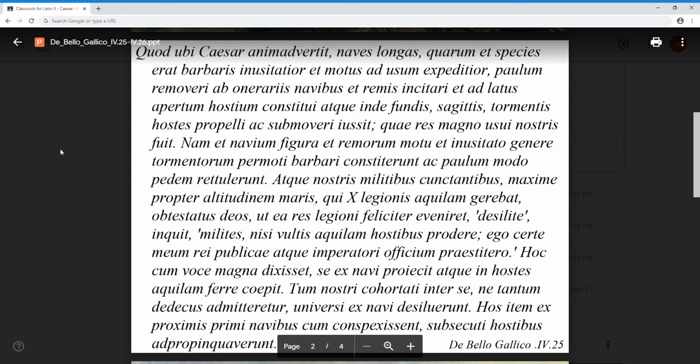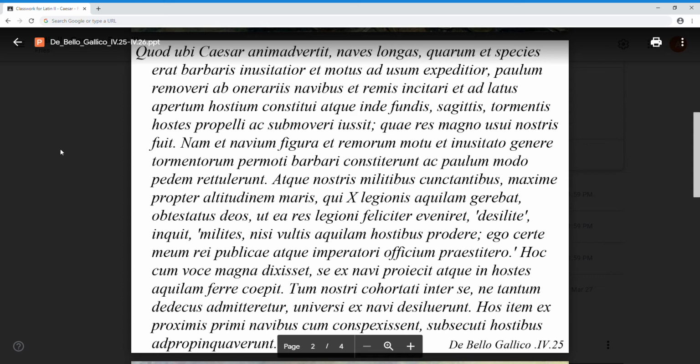Nam et navium figura et remorum motu et inusitatiore genere tormentorum permoti barbari constiterunt ac paulum modo pedem rettulerunt. Nam, for, explanatory conjunction. Then we have et, and then et, and then et. So correlative conjunctions. I would translate this in English with an Oxford comma. For, because of the figura, there should be a macron over the a in figura to correspond with the ablative motu and the ablative inusitatiore genere. For, because of the shape or the form of the ships. Because remember, the appearance of these ships was rather unusual to the barbarians.